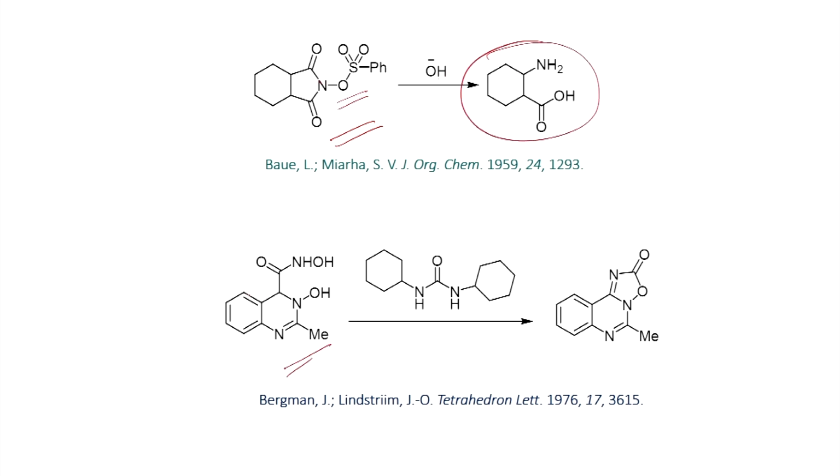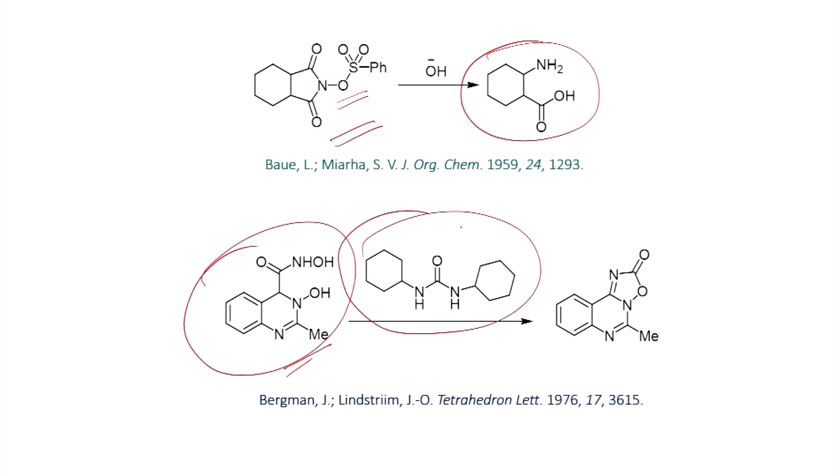Similarly, here the reaction of this hydroxylamine derivative is shown. When you react it with this urea, you will be able to get this heterocyclic scaffold.